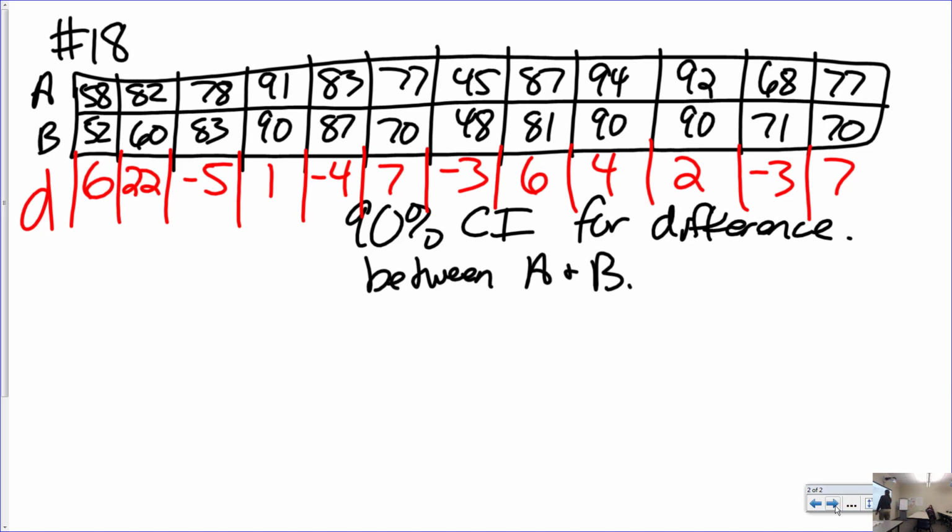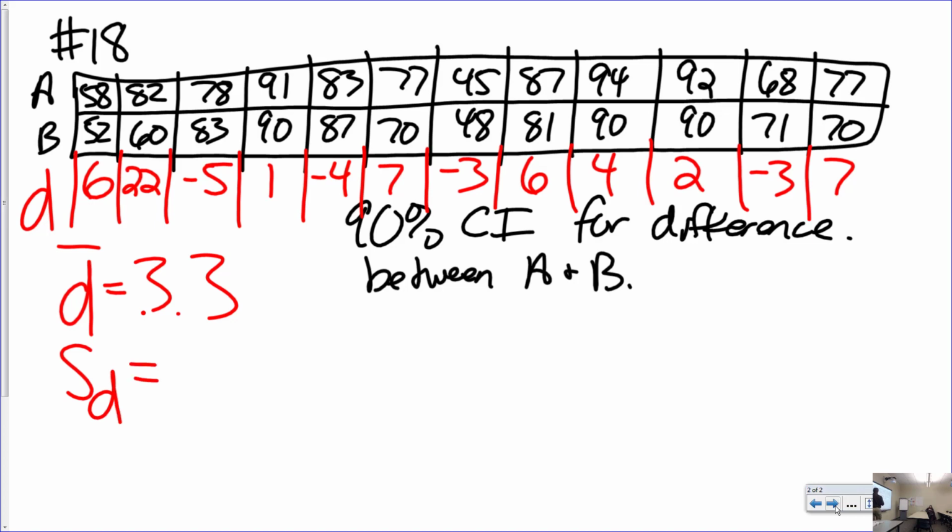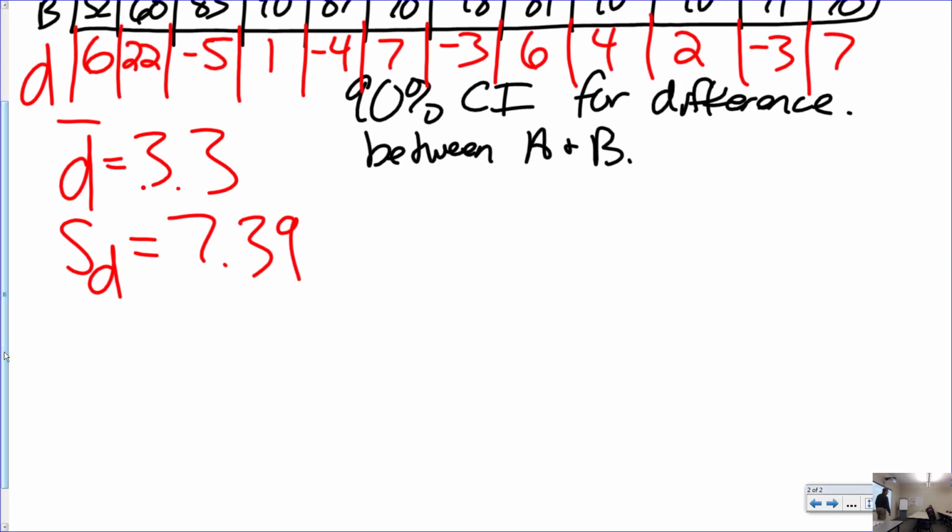Alright, so, did somebody else do it? What'd you guys get for the mean? 3.33. So 3.3. Did somebody get the standard deviation to work? 7.3896. 7.39, let's say. Again, whatever technique you use, don't screw it up like I do. Too late. Alright, so now we have to figure out E.